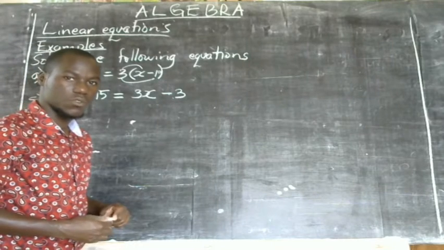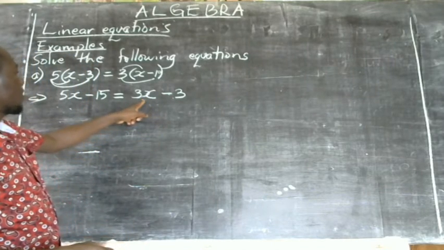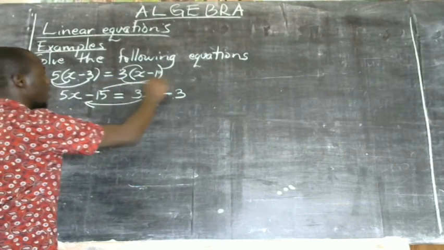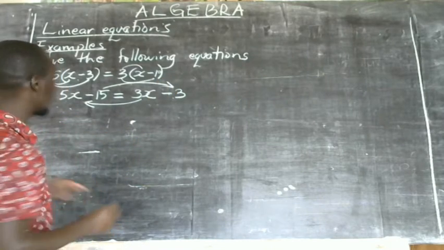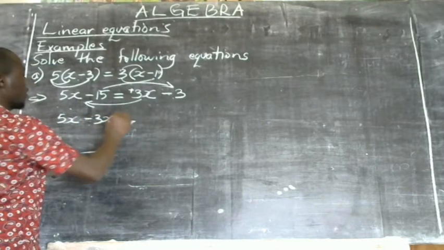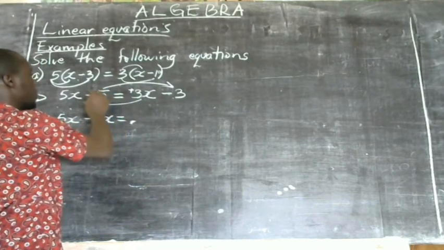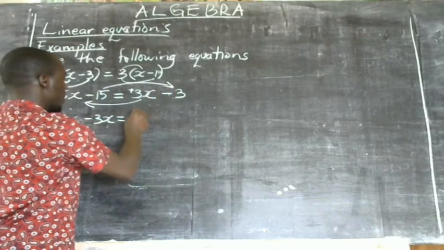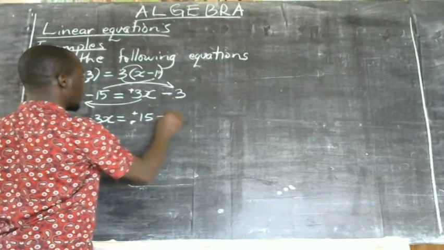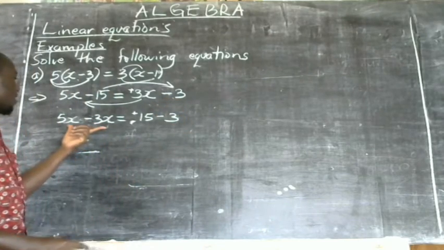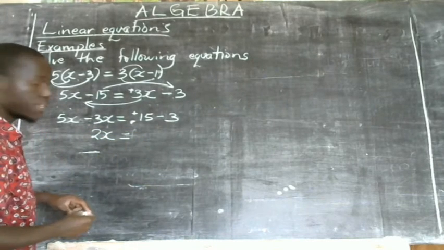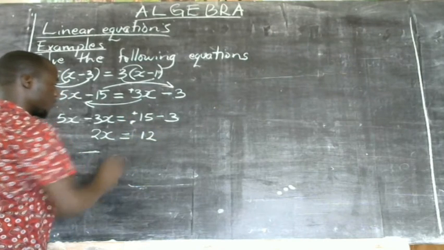Then now I'm going to collect like terms. The unknown, this side, I'm going to bring to the other side. Then the negative 15, I take to the other side. So this one is going to be 5x minus 3x is equal to the negative 15 this side. When it crosses the equal sign, it's going to gain the positive there, then a minus 3. So on this other side, we have 2x when we subtract there. Then the other side, we have a 12 there.